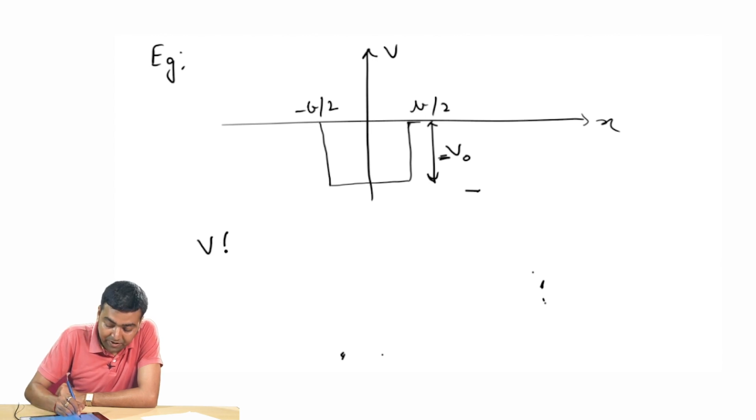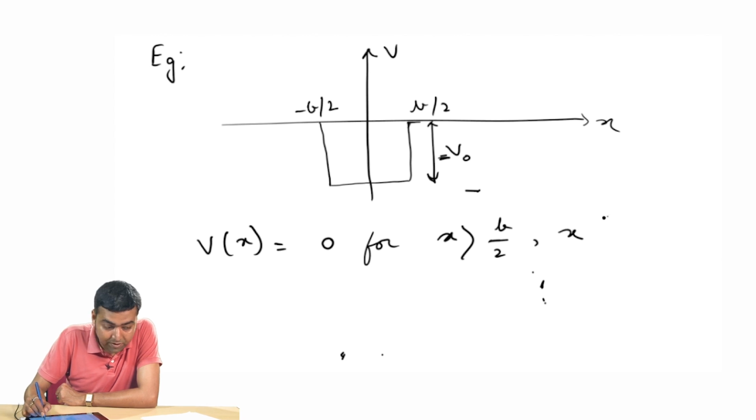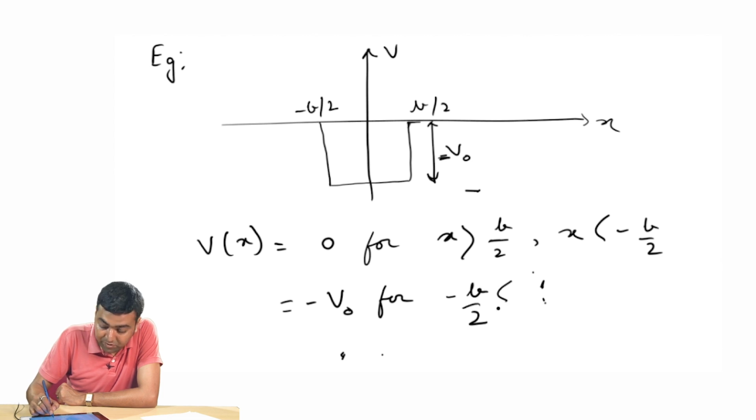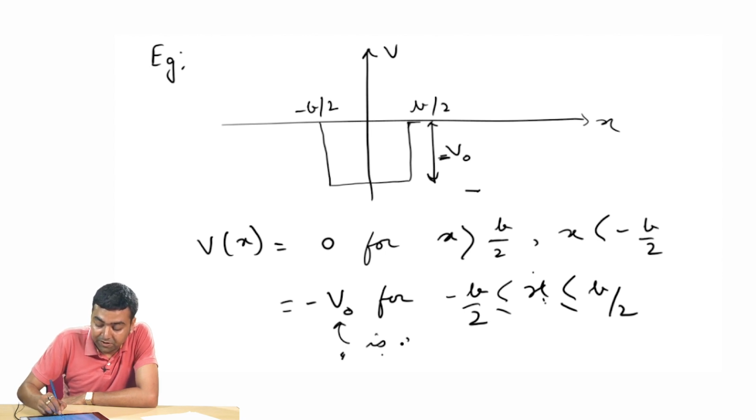So, if I write this in general form, the potential is equal to 0 for x greater than b by 2 and x less than minus b by 2, and is equal to minus V 0 for x lying between minus b by 2 and plus b by 2. Note that I am talking about an attractive potential, so my V 0 is always positive.